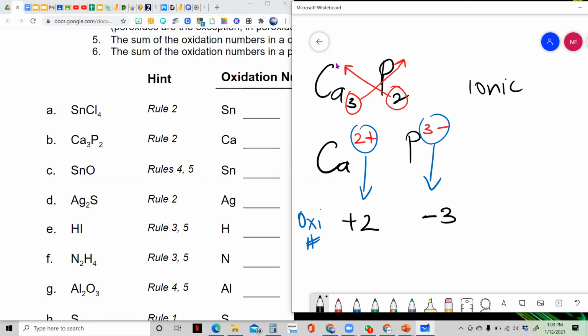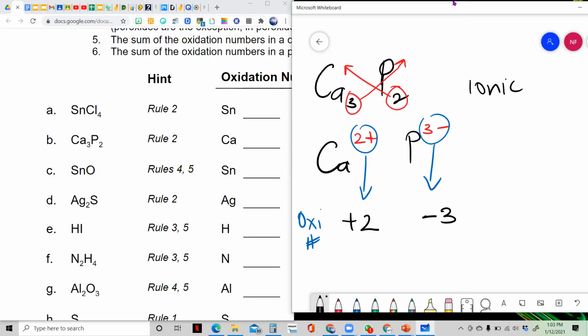A student asks why phosphorus is 3 negative, and I can answer. The reason it is 3 negative is because we know this is an ionic compound, and ionic compounds are made up of a metal and a non-metal bonding.